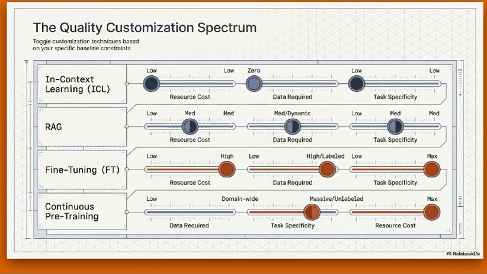Fine-tuning is for task specialization. Right. The objective is to alter the model's behavior, its tone, or its output structure. You use limited, highly structured, labeled datasets. For example, if you need the model to consistently output complex nested JSON payloads that match a very strict internal schema, you fine-tune it.